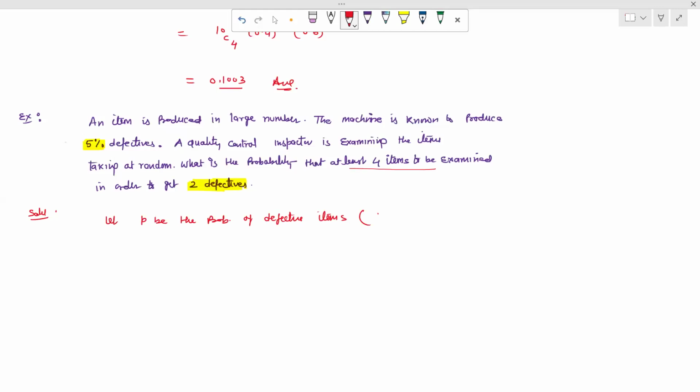Probability of defective items. We consider this as a success. Defective items को हम कैसे consider कर रहे हैं? As a success. तो 5% जो items है वो defective produce कर रही है मशीन. तो probability क्या हो जाएगी? P is equal to 5%. So this 5% can be written as 5 by 100. So this can be written as 0.05. So 0.05 is the probability of defective items.